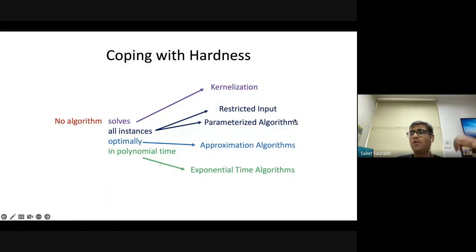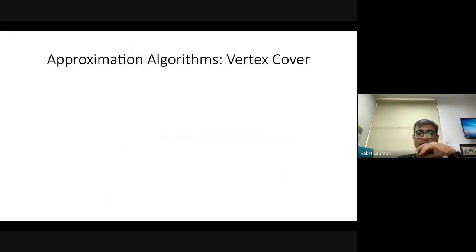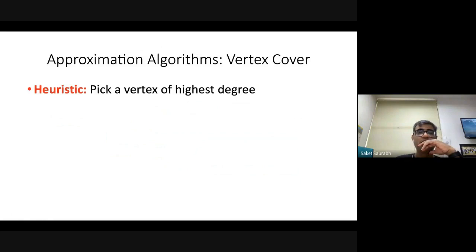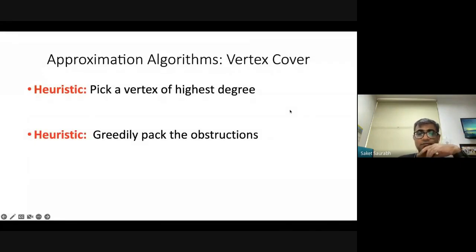Okay. And there's also a notion of kernelization that we'll see in a minute. So, approximation algorithms for vertex cover. What's an approximation? One of the best heuristics to apply is to pick a vertex of highest degree. Another very nice heuristic is to greedily pack obstructions. So what are obstructions to a vertex cover?